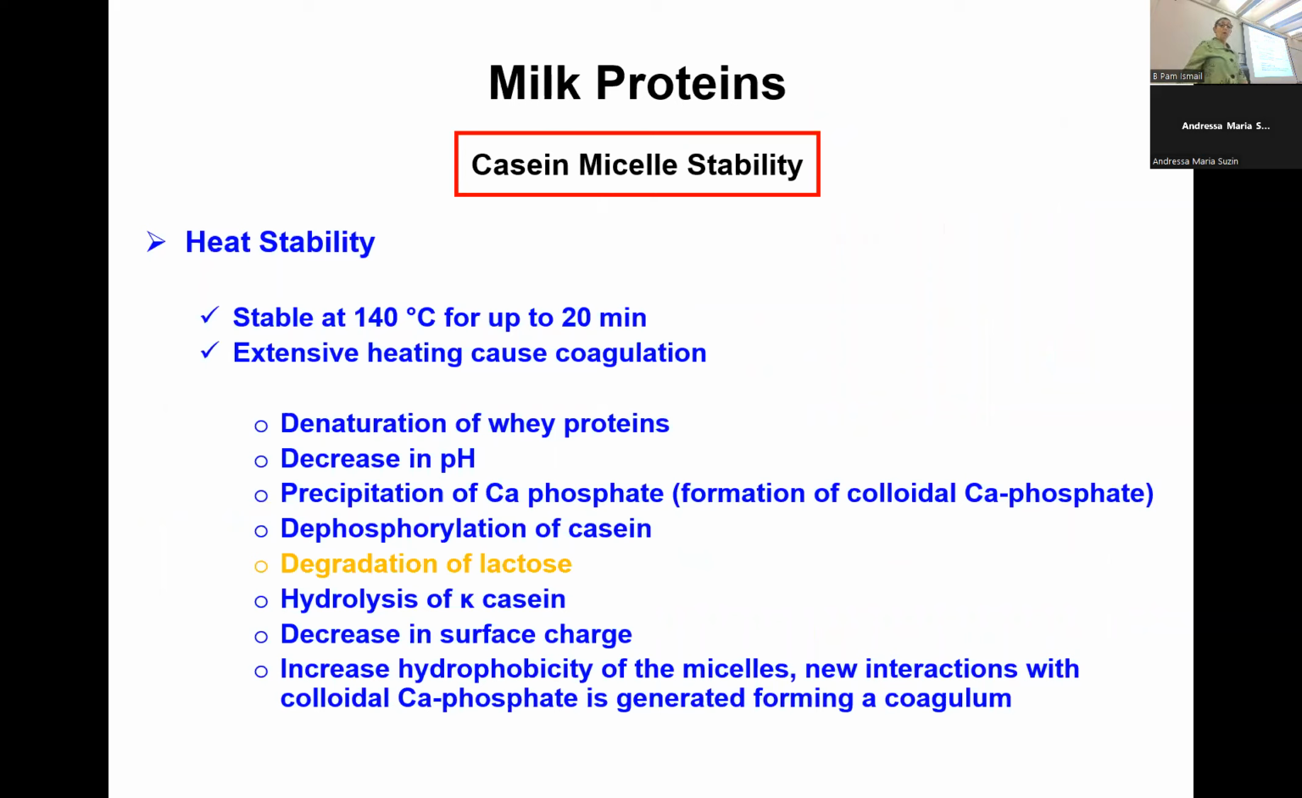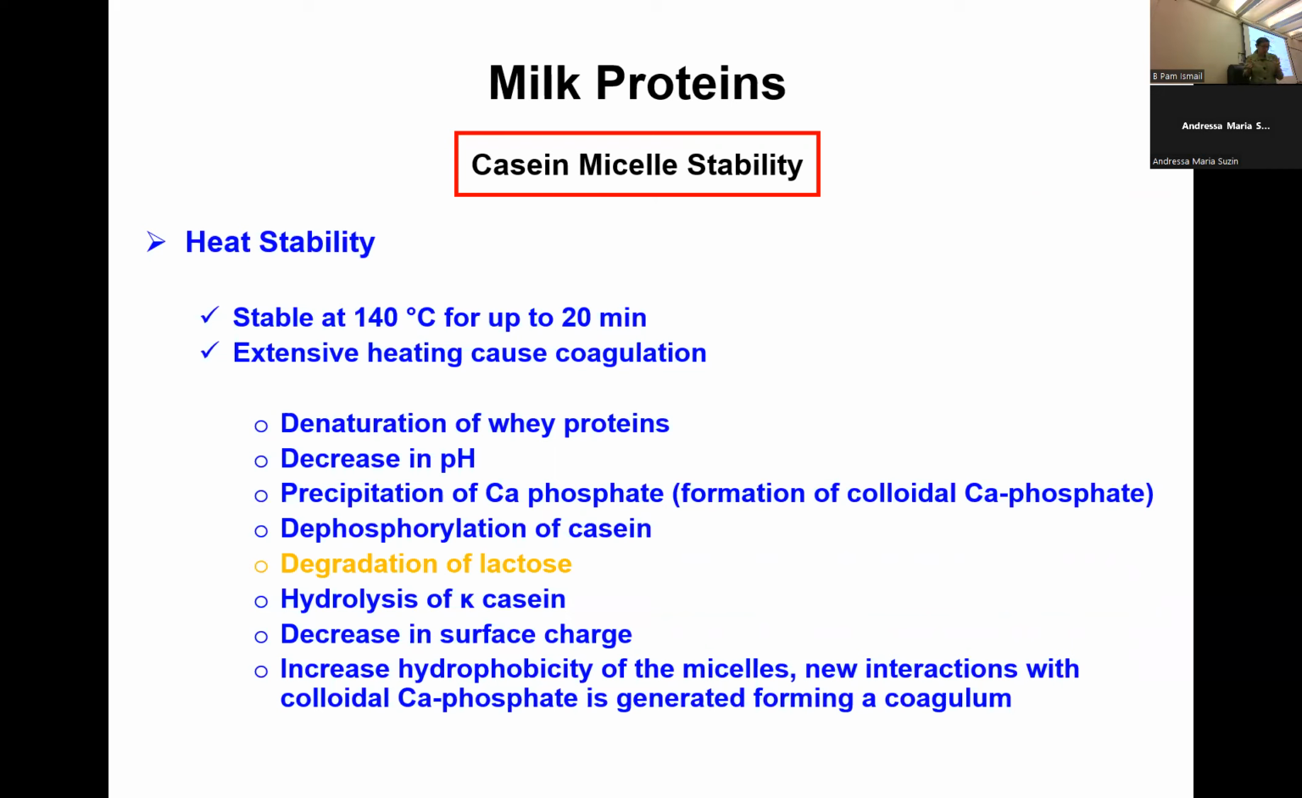So the heat stability of the casein micelle is tricky. A lot of things happen when you heat, but really it is stable at really high temperature. However, extensive heating will lead to coagulation. Now, many things happen that cause destabilization due to heat. We get denaturation of whey protein. I'll show you the diagram in a little bit.